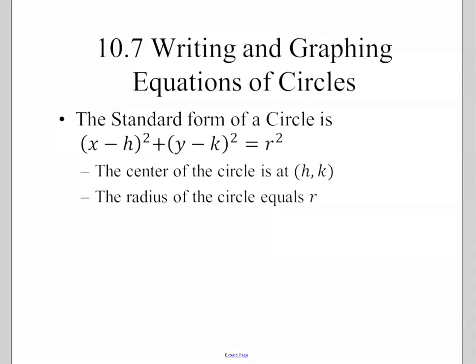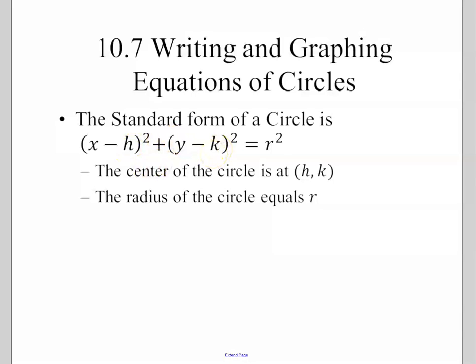Here we're looking at the standard form of a circle, and this is what it is: x minus h squared plus y minus k squared equals the radius squared. The h and the k represent the center. When you're plugging in, you put the x coordinate of the center in for h and the y coordinate of the center in for k, and then r represents the radius.